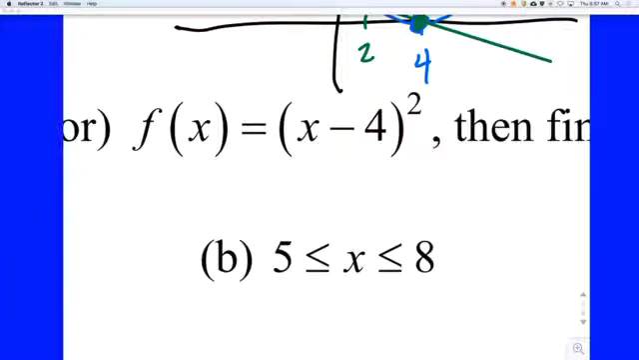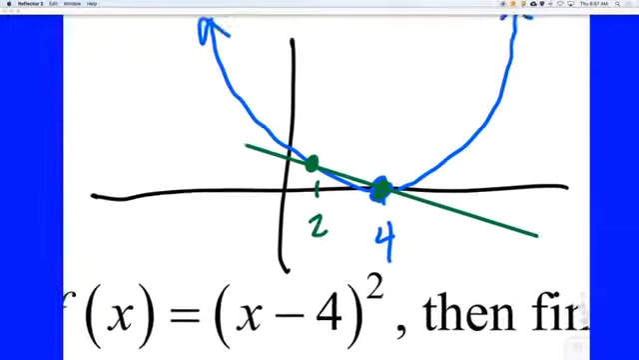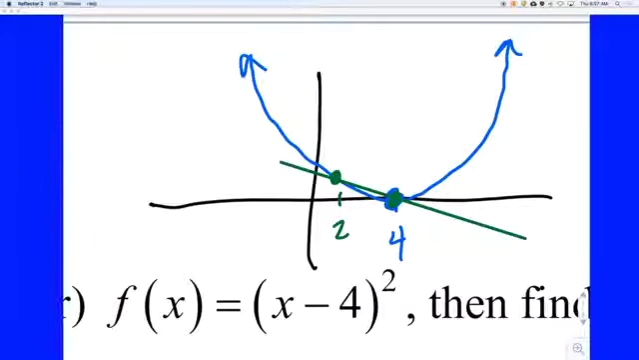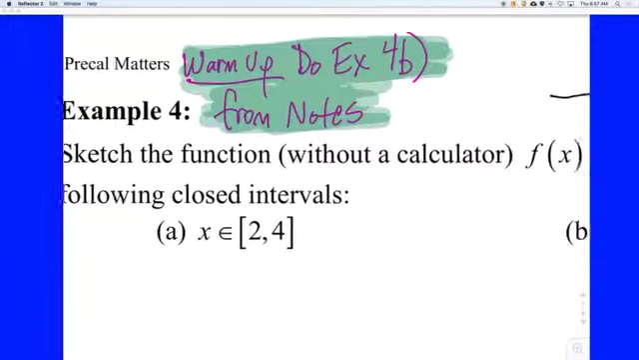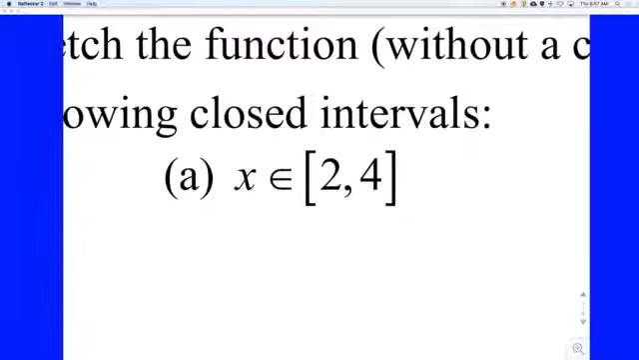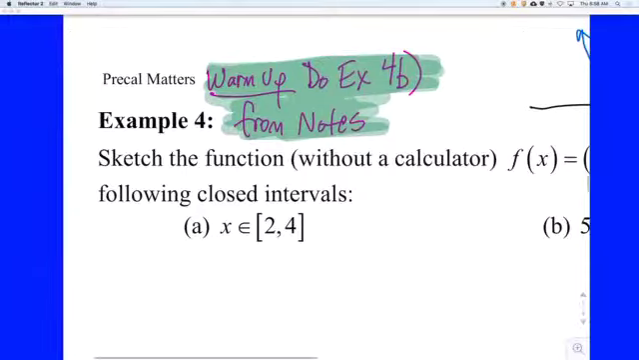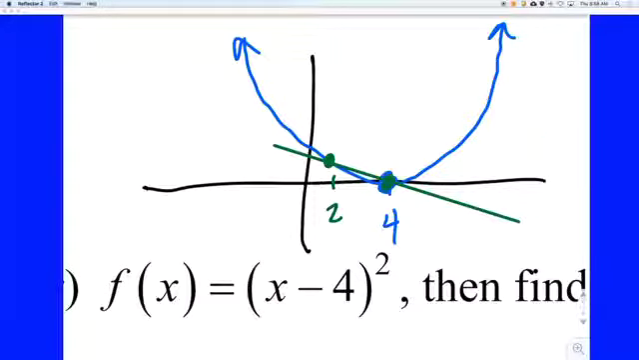So we have this function, (x minus 4) quantity squared. That's a parabola that has moved to the right 4. We sketched that yesterday. There it is. So on part A, we are trying to find the average rate of change on the x interval from 2 to 4. So 2 is our starting x value. 4 is our ending x value.